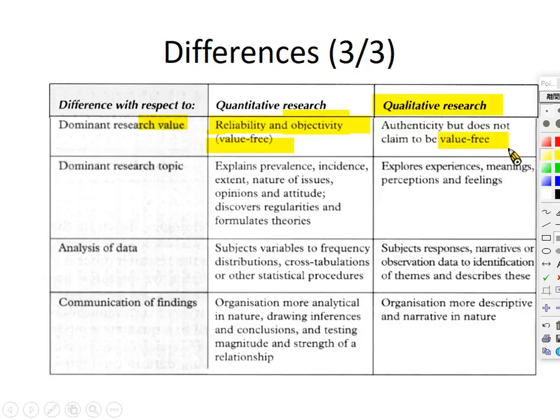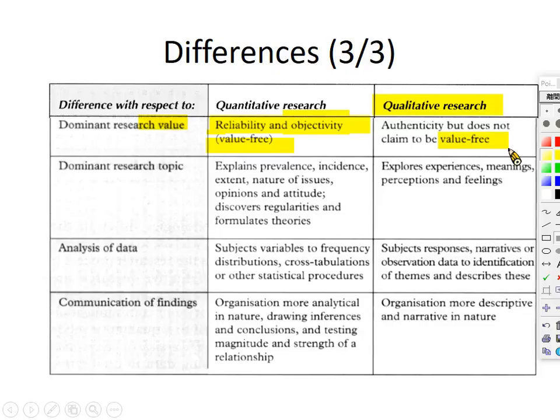Okay, so don't use the wrong words here. In qualitative research, we pursue authenticity. We pursue the right explanation. We try to explain what it really is. But in quantitative research, we emphasize that we need to become objective. We need to provide explanation without any values attached to it. We emphasize this, okay?